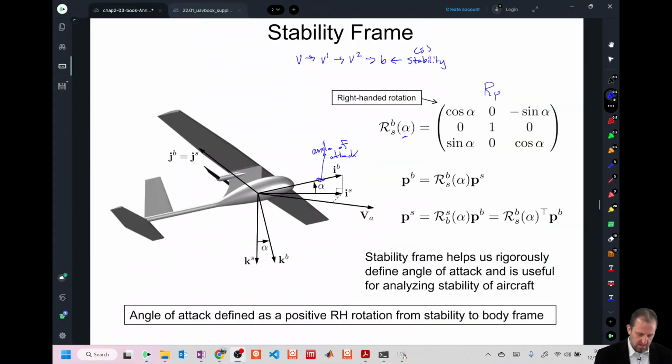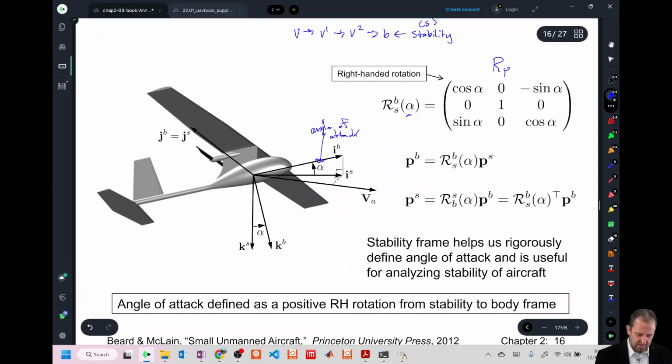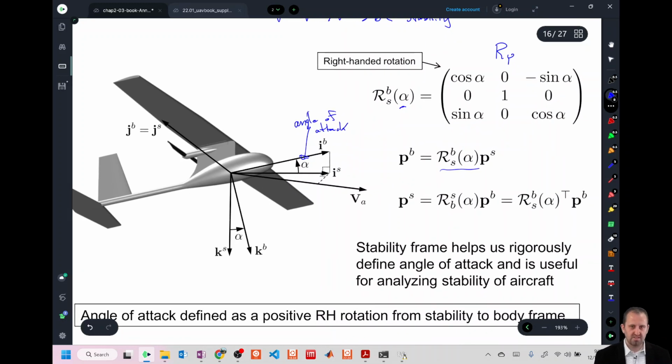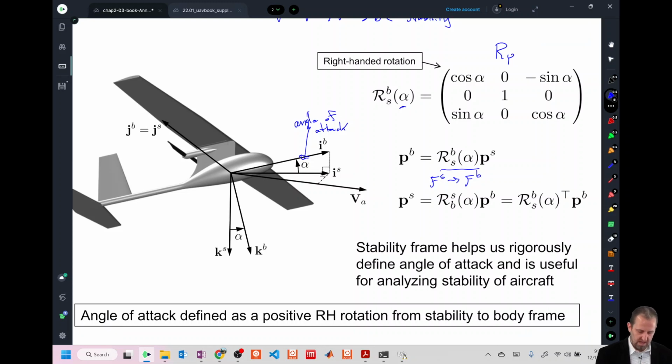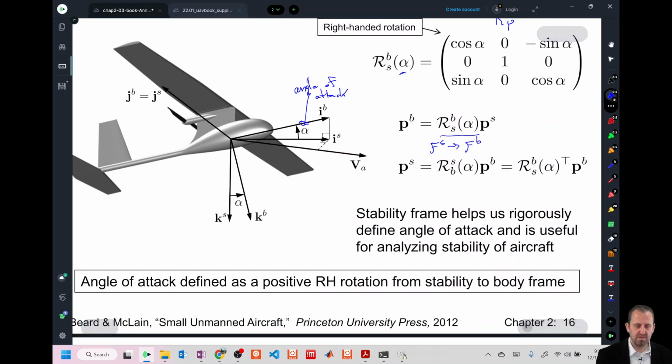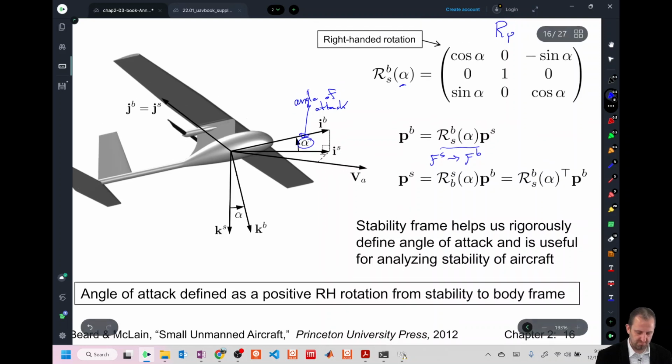Okay. So now we have just this relationship. If we want to go from our stability frame to our body frame, we use this rotation matrix that we've already defined. And then the stability frame just helps us define this angle of attack. We have that angle of attack, and it's going to be useful for analyzing the stability of the aircraft.